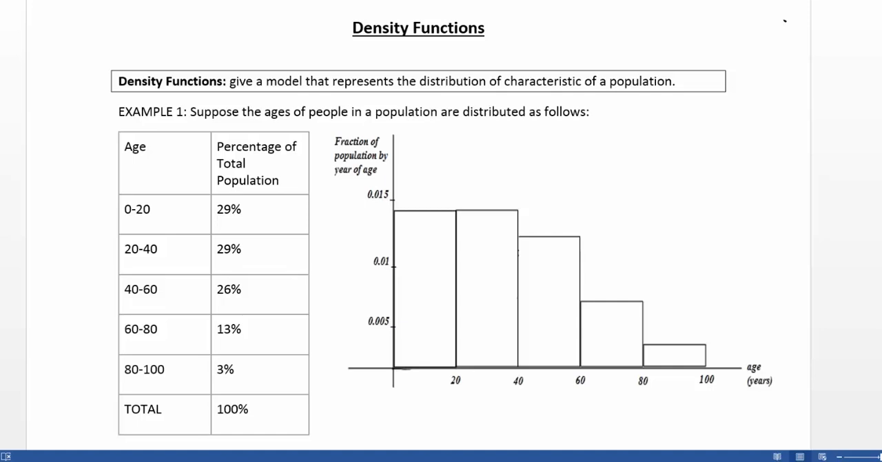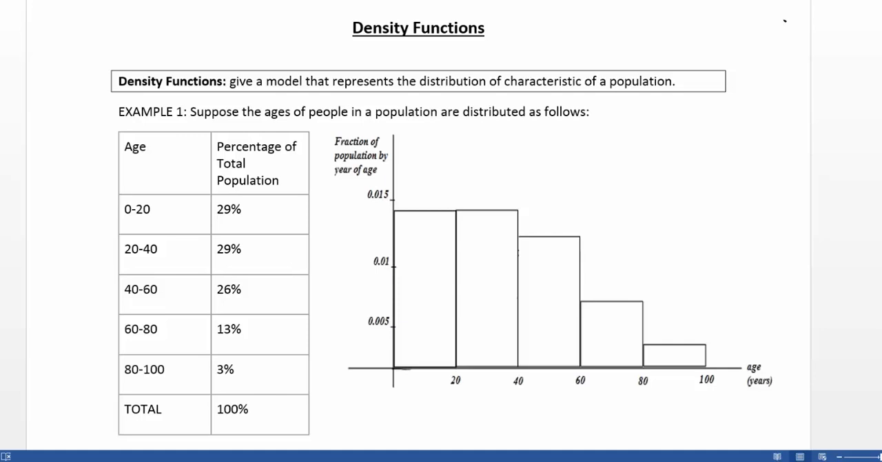Density functions. A density function is going to give us a model that gives us information about how a particular characteristic is distributed within a certain population. What this will do for us is tell us the fraction of people or things in this population that have a particular characteristic. This is easiest to see through example.